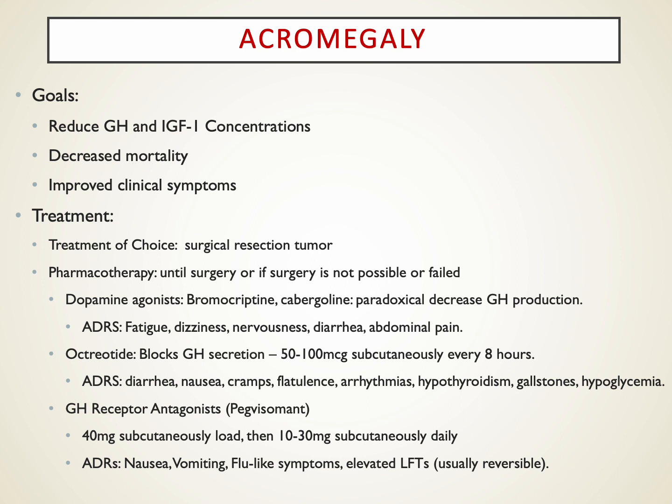The goals in acromegaly management are to reduce growth hormone and insulin-like growth factor type 1 concentrations, to decrease mortality risk and improve clinical symptoms. Typically you're going to see a surgical intervention as the management. Drug therapy has really minimal role here. Typically it could be used as a stopgap until surgery can happen. You might see the use of dopamine agonists like bromocriptine, octreotide, or a growth hormone receptor antagonist as well. But these are infrequently used.